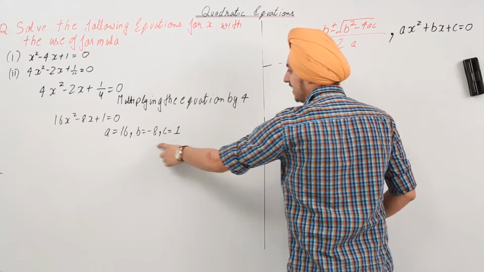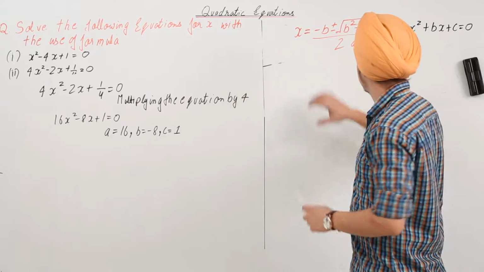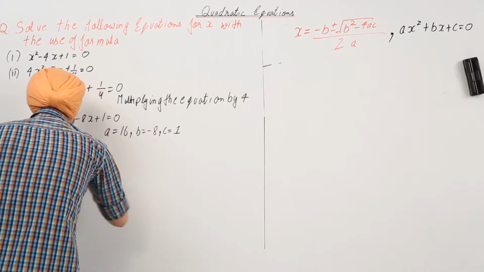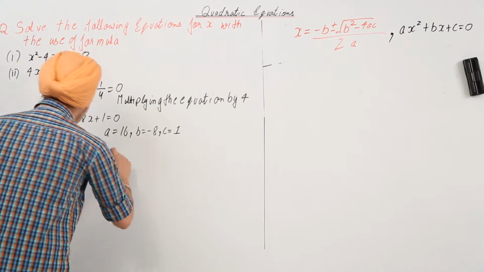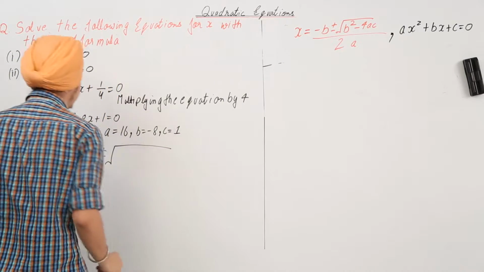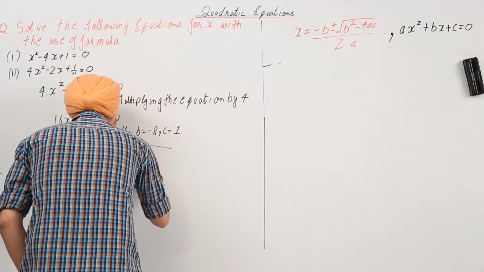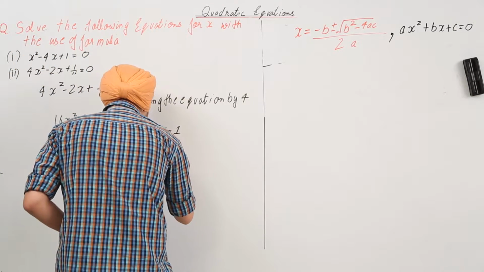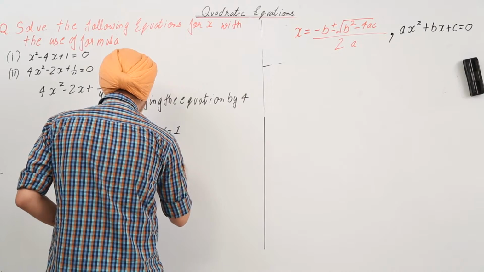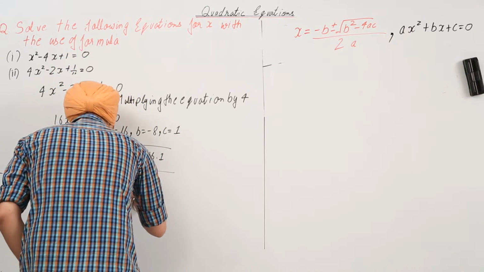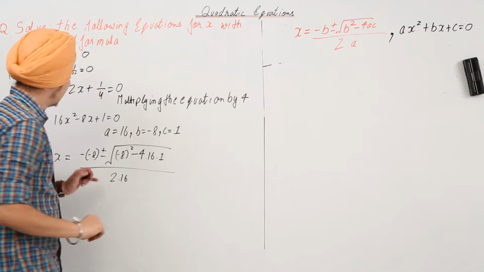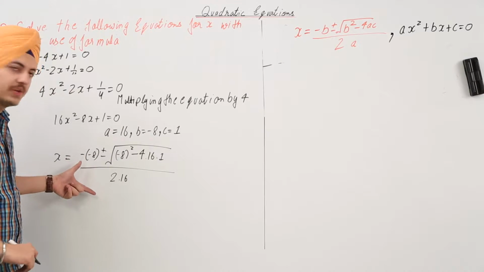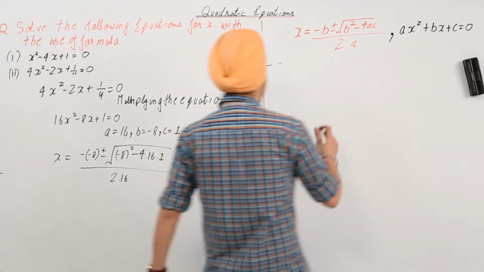We have the values of a, b and c. We just have to put these values into this formula. So we have minus b, that is minus of -8, plus minus root of b square, that is -8 square, minus 4 into a, that is 16, into c, that is 1, upon 2 into 16. So these are the values of x we get. Now we just have to simplify these.